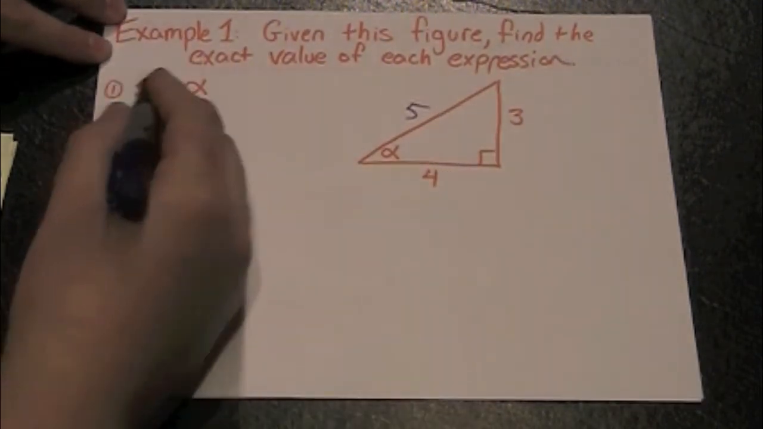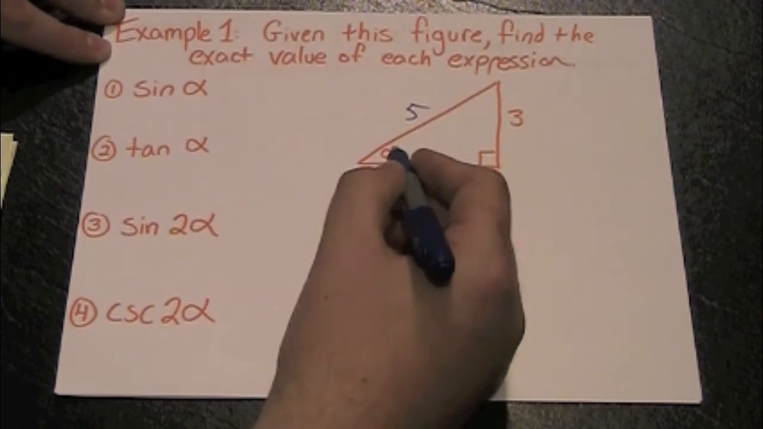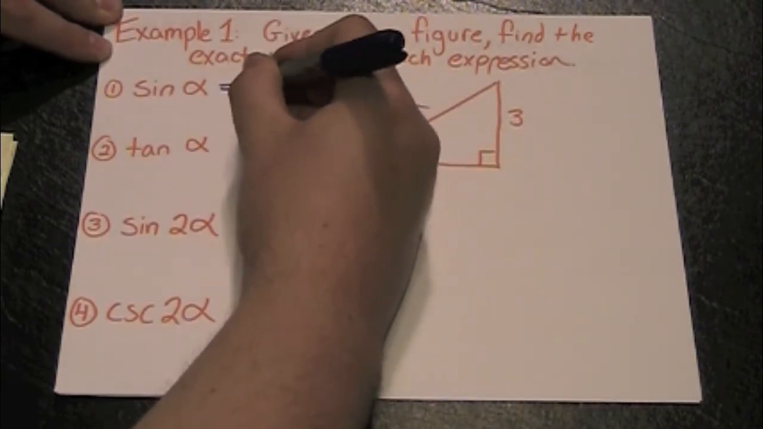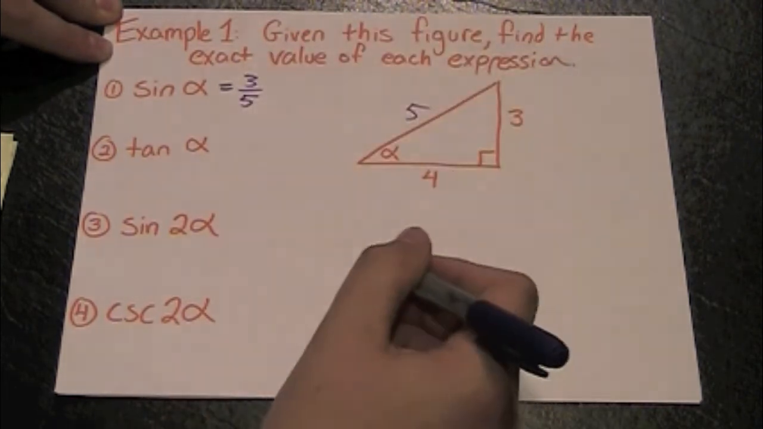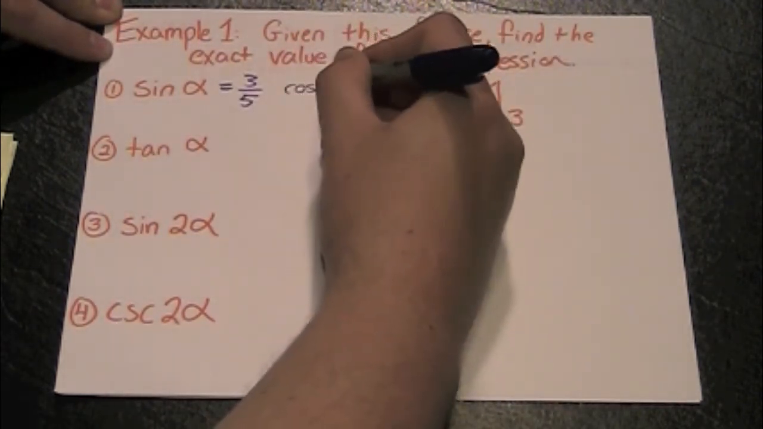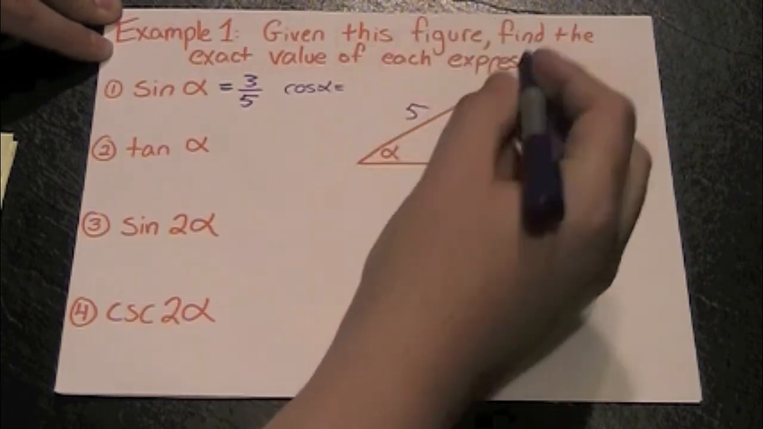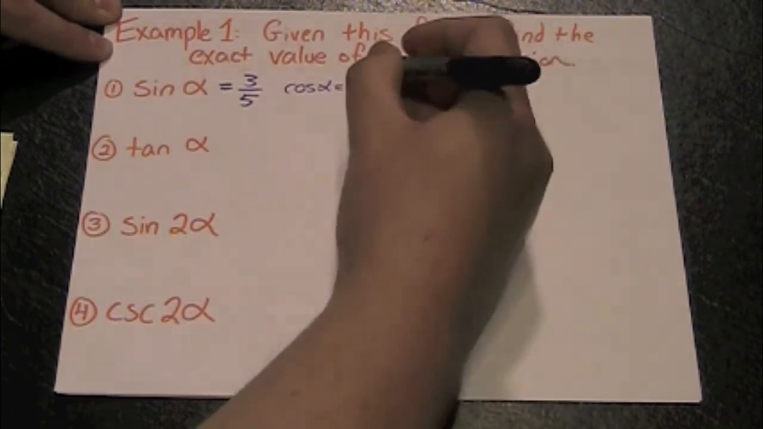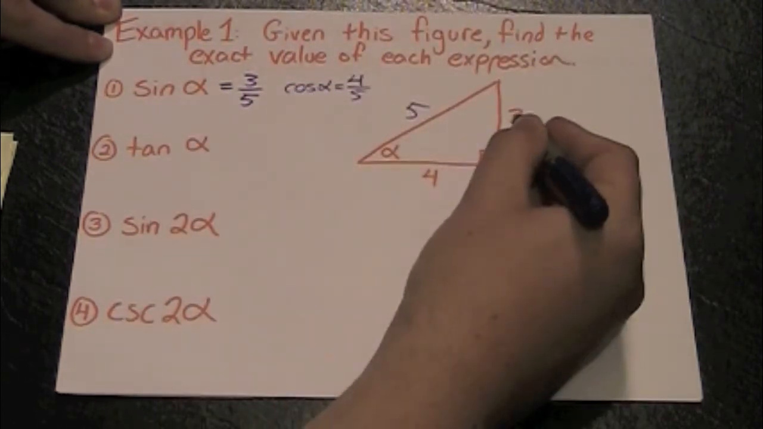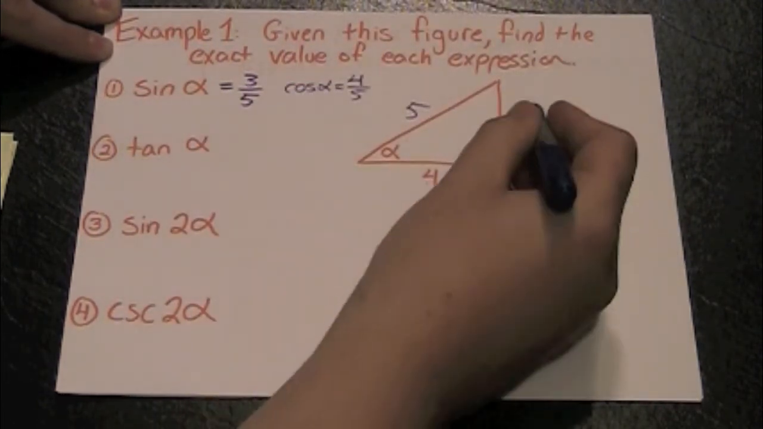We're asked to find the sine of angle alpha, which is going to be opposite over hypotenuse, 3 over 5. If you needed to know the cosine, it would be adjacent over hypotenuse, or 4 over 5. The tangent is going to be opposite over adjacent, 3 over 4.